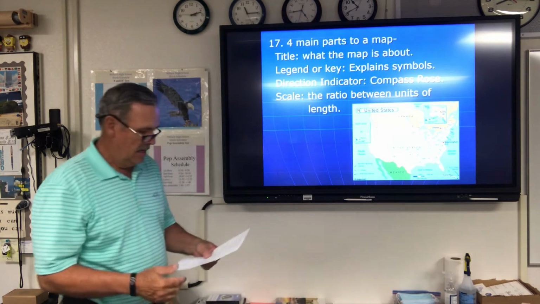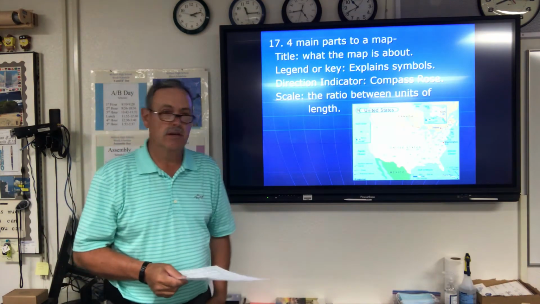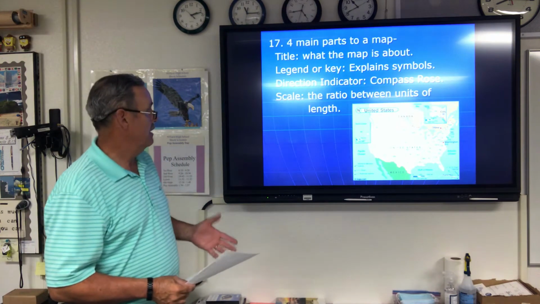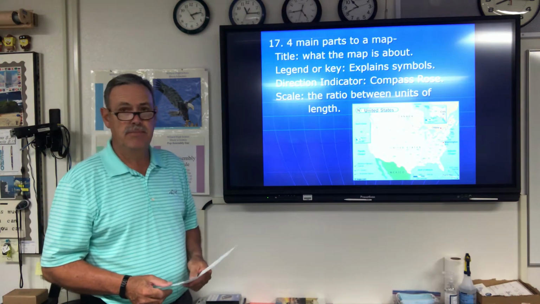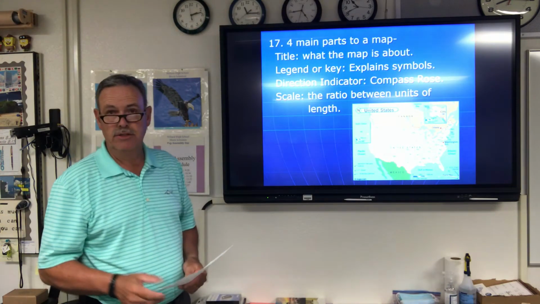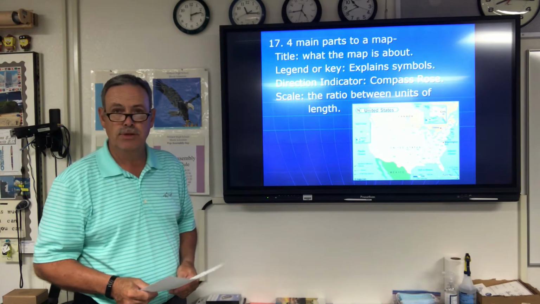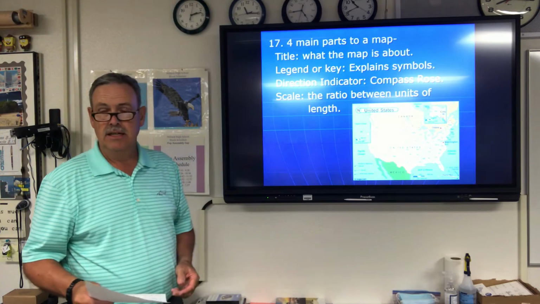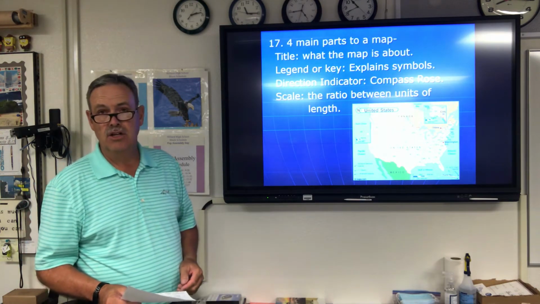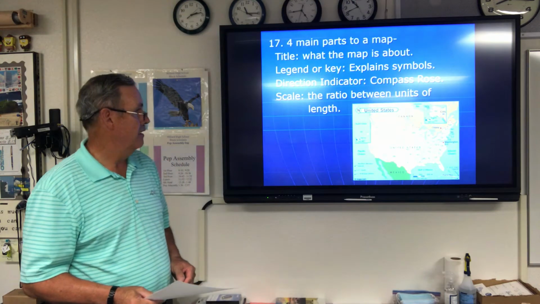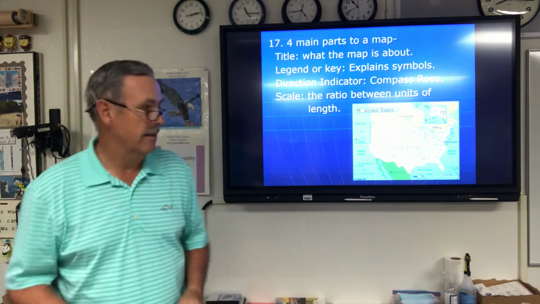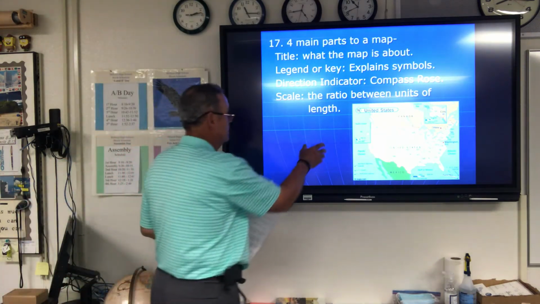Okay, this is really an important one here. We've got the 4 main parts to a map. So the title tells us what the map is about. Legend or key explains the symbols that can be found on the map. It interprets those, gives us descriptions of what those mean. Direction indicator, often called a compass rose, and scale, and that's the ratio between the units of length. And we'll look at these.